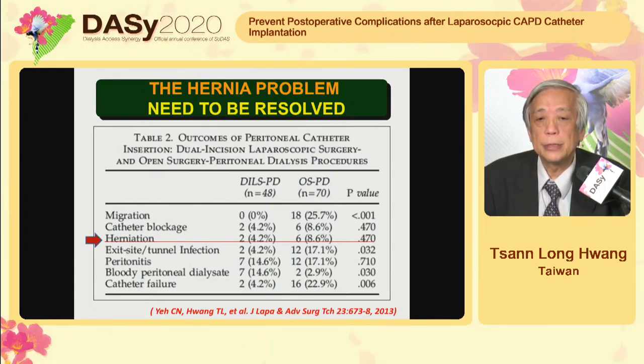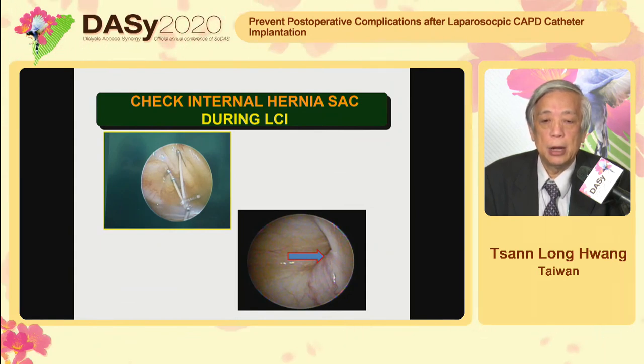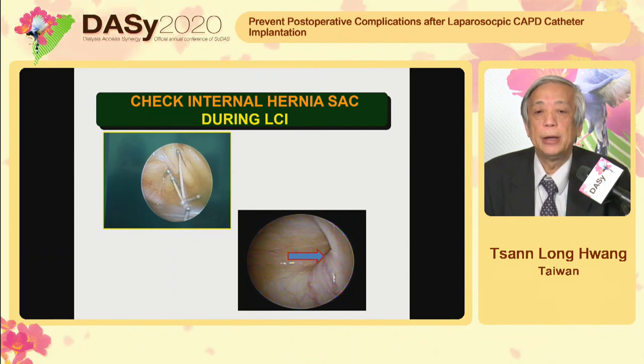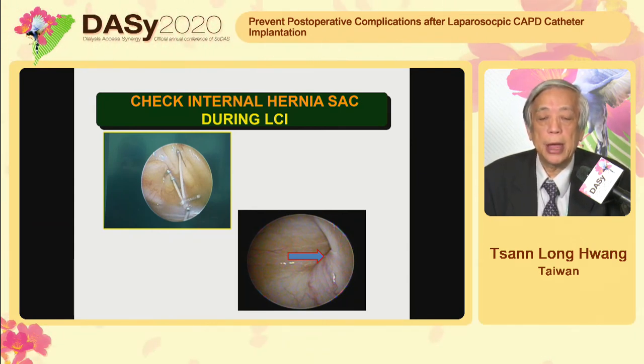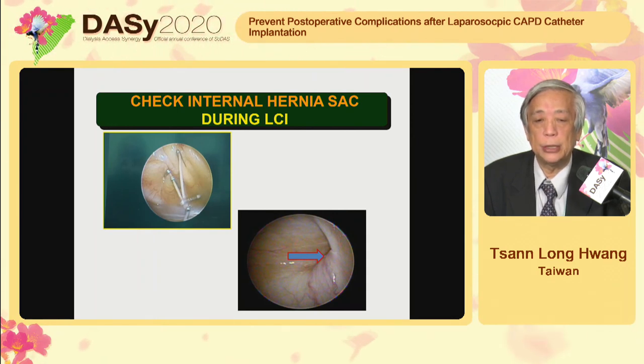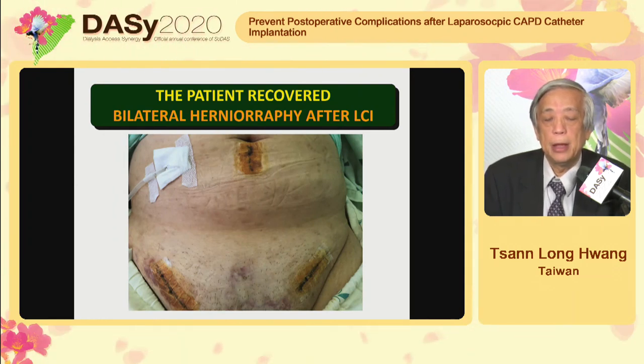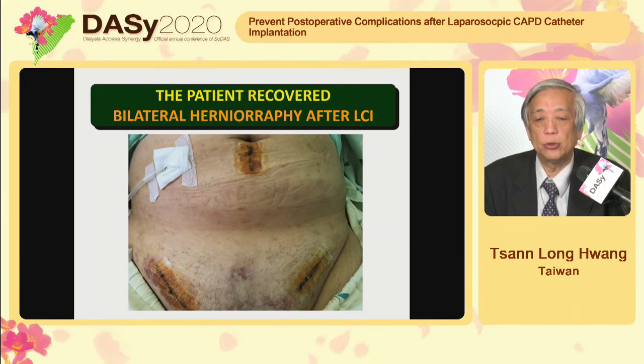The second point is how to detect hernia early. Laparoscopic implantation has the advantage of finding any existing internal hernia with a visible hernia sac during the implantation surgery. The arrow shows the hernia defect. These can be handled with mesh under laparoscopy, but the dialysate fluid can push into the sac. So we still use hernia herniorrhaphy after implantation in the same procedure. After finishing the implantation, we do one-side or two-side herniorrhaphy.